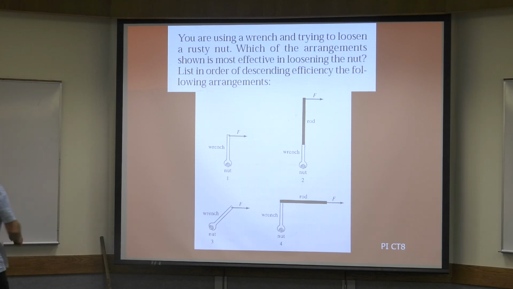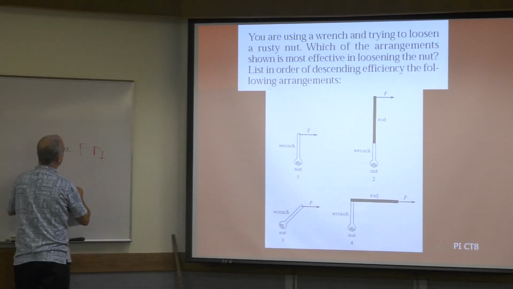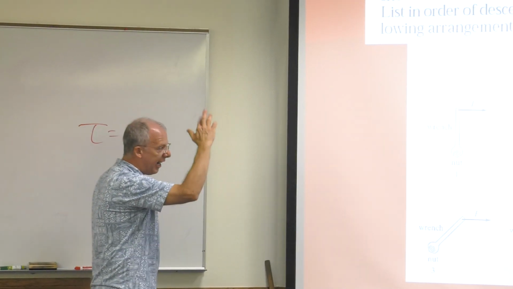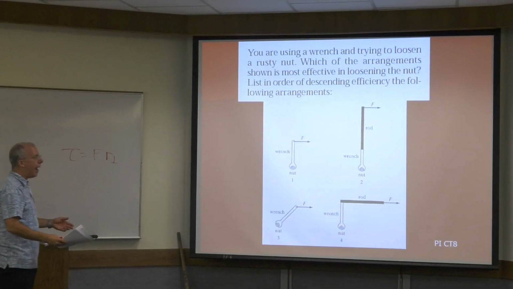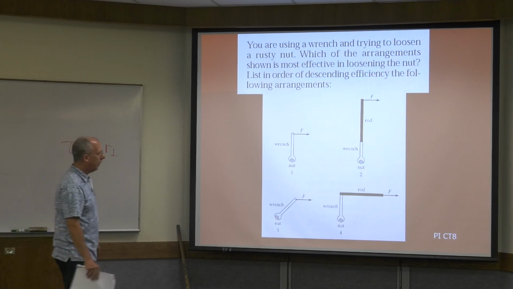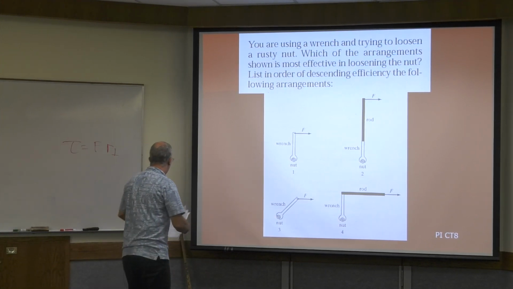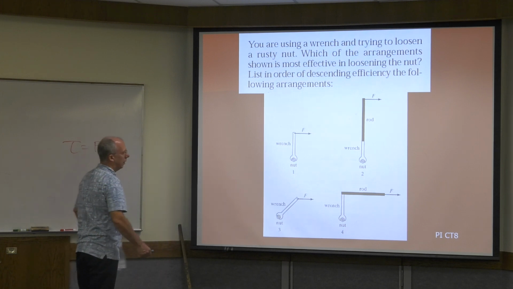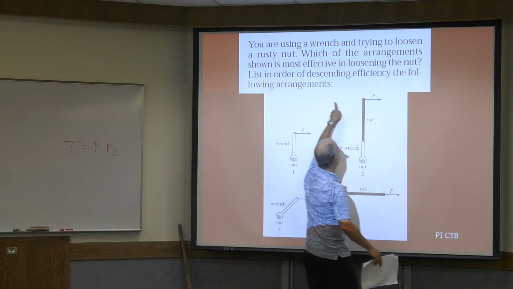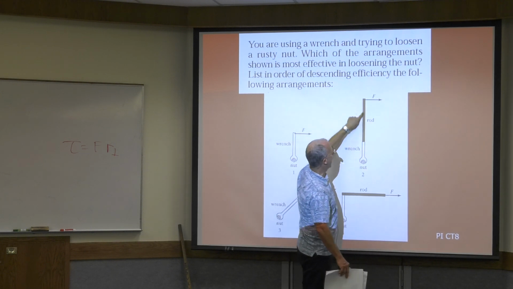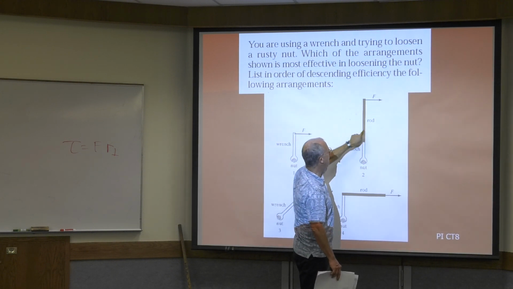Okay, now remember, torque is force times lever arm. The forces are all the same, so the only thing that matters is the lever arm, and the lever arm is the perpendicular distance from the axis of rotation. So which one has a bigger lever arm? Well, this one, obviously. Here's the force line, and here's the perpendicular distance between the force line and the axis of rotation. So this is the biggest.